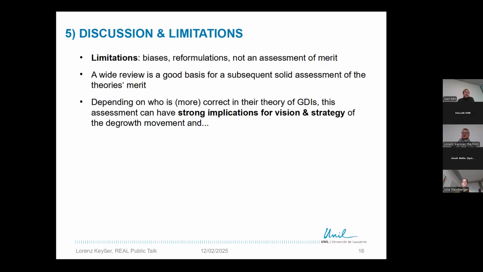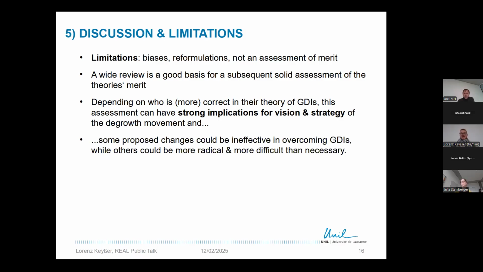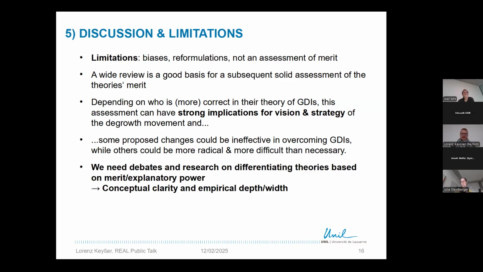Because, as I said, depending on who's more correct in that theory of GDIs, this assessment can have strong implications for vision and strategy of the degrowth movement. For instance, some proposed changes that the degrowth movement is currently pursuing could be ineffective in overcoming GDIs, while others could be more radical or more difficult than would be absolutely necessary to achieve growth independence. So I think we really need more debates and research on differentiating theories based on merit and explanatory power. We should focus on increasing conceptual clarity, but also on empirical depth and width. So, for instance, case studies and many more looking into a wide range of empirical cases to see where growth dependencies actually come from.